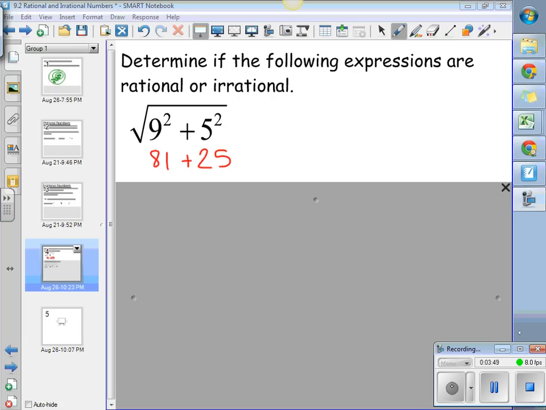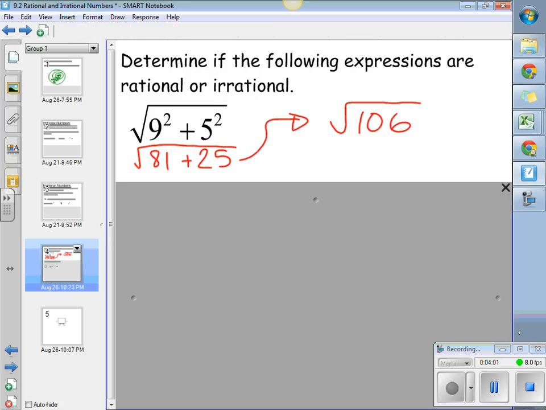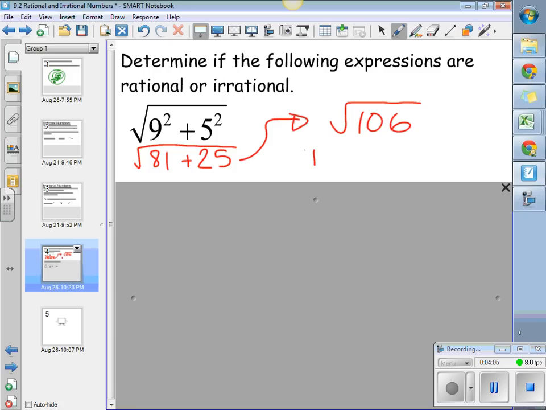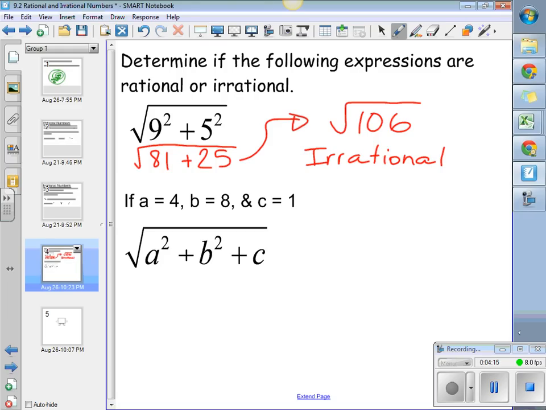Okay, this is still under the radical, by the way. This gives us 106. 106 is not a perfect square. This means it is irrational. Okay? All right, our next problem. And again, you guys know you should be writing these down in your examples.